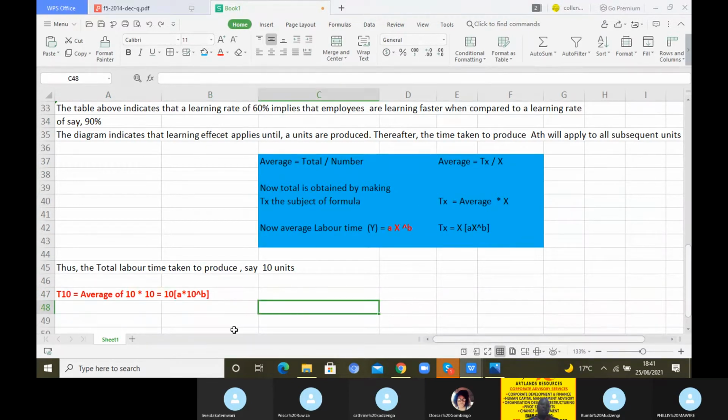So there you go. Now, can you type in the chat feature for me? How do we calculate average of 15? You are looking on your screen. How would you calculate average time to manufacture 15 units? Type it for me, guys.